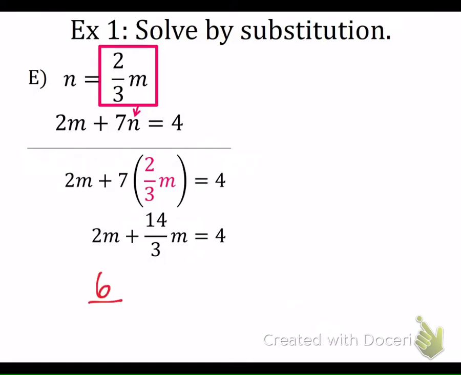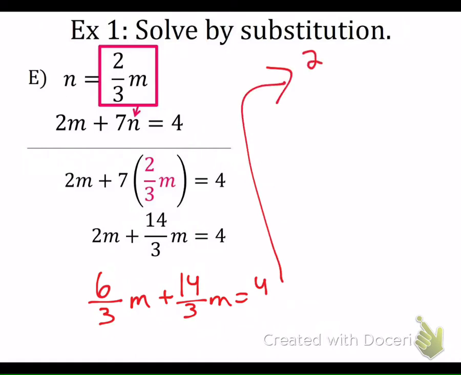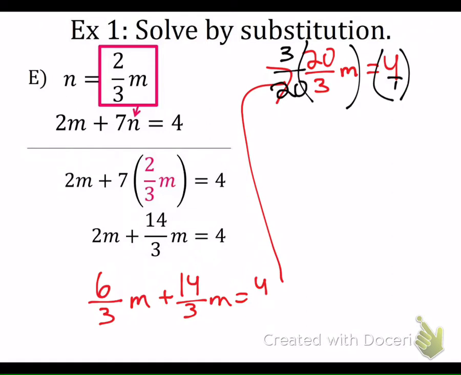So 6/3 m plus 14/3 m equals 4. So this is 20/3 m equals 4. And then what? Multiply by the reciprocal. Or yes, you could get rid of the fractions right away. We've learned that method. Or just type it into the calculator and be done with it. But this is one of the methods to solve. So I have m equals, that would be what?